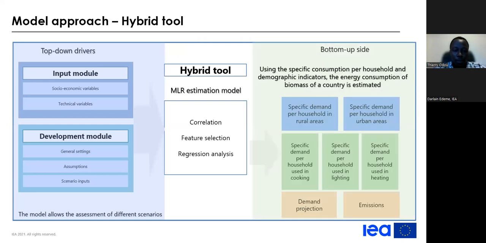So on the left-hand side, you have the different input level and the development level that I explained earlier, with some variables as input and some other settings as input to the model. We have all these feature selection and regression analysis, but in the output, we have the consumption at the household level for the different settings and urban and rural areas.